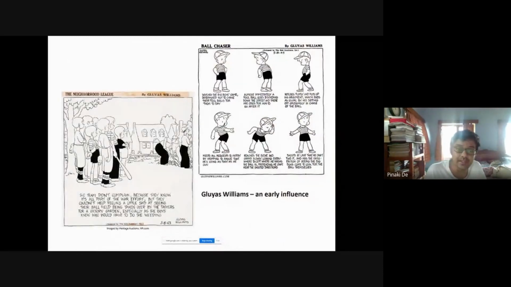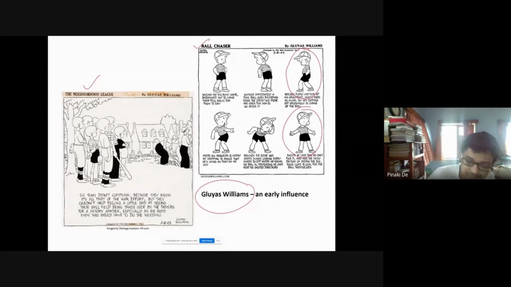Another person who really influenced Arj is called Gluyas Williams, an American illustrator who created this cartoon strip called Neighborhood League or Ball Chaser. Again, you can see the character is very like Tintin, a very small character who goes on an adventure. It's a kind of boys' world where people go on small adventures. They are part of a team, a baseball team, and the kind of spirit that this boy shows is very close to the kind of spirit that you will find in Tintin later. So Gluyas Williams is a very, very important influence.